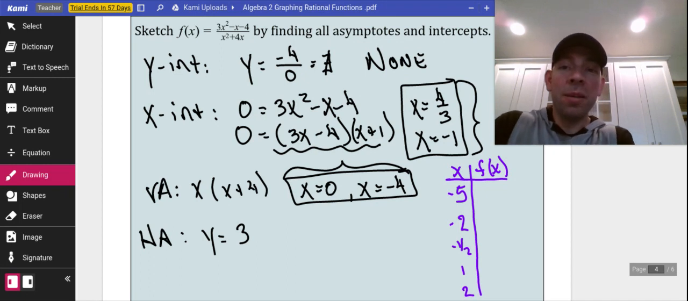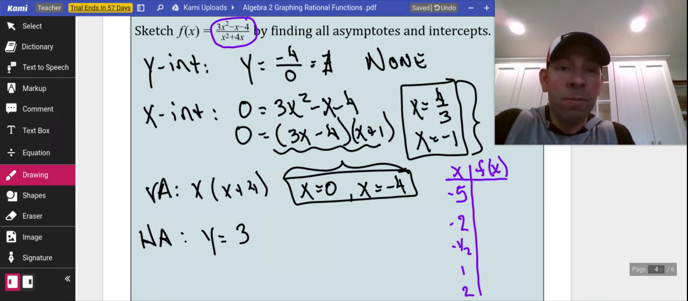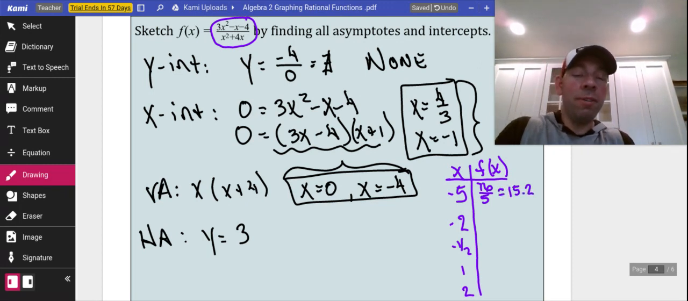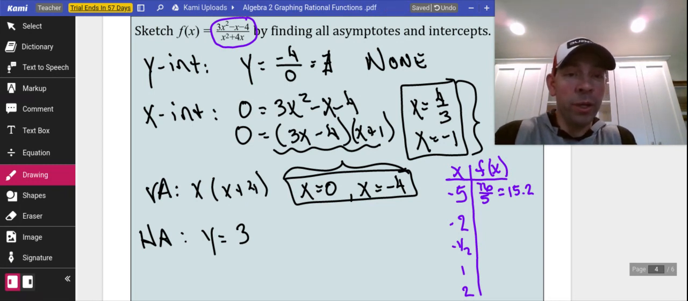So when I substitute a negative 5 up here, I'm getting 75 minus negative 5. So that's 80. 80 minus 4 is 76. On the bottom, I'm getting 25 minus 20, which is 5. And that turns out to be about 15.2. Now, again, the key is you're trying to figure out, is that point above or below the horizontal asymptote? So we're going to be well above that asymptote.